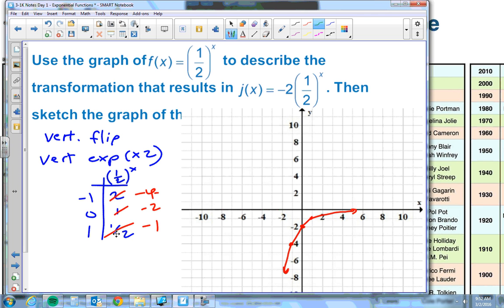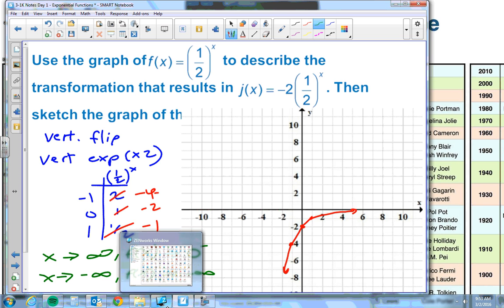Now I want to do the behavior statements in this one because it's the first one we've had where it's a vertical flip. So here, as you go to the right, we're approaching 0 again, but this time from below, yes? I just wanted one example approaching from below. And then if you go to the left, it's going to negative infinity. Okay?